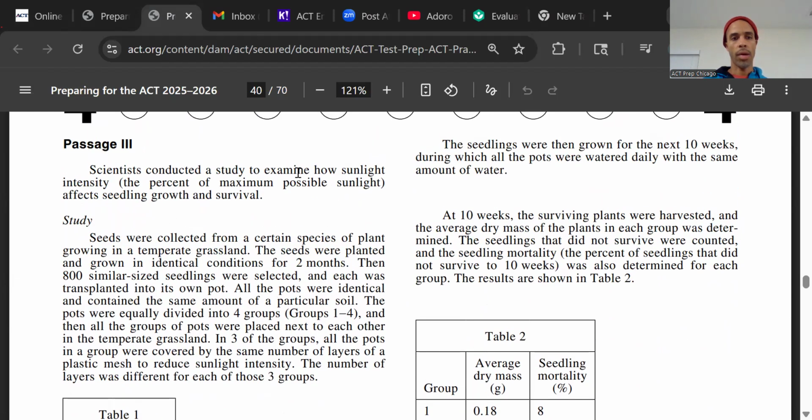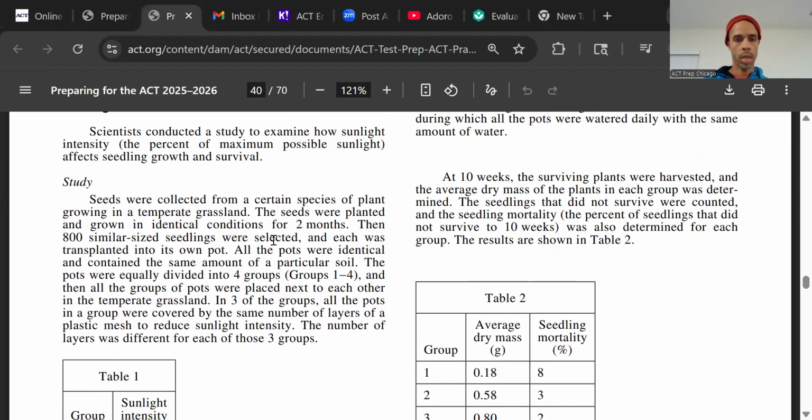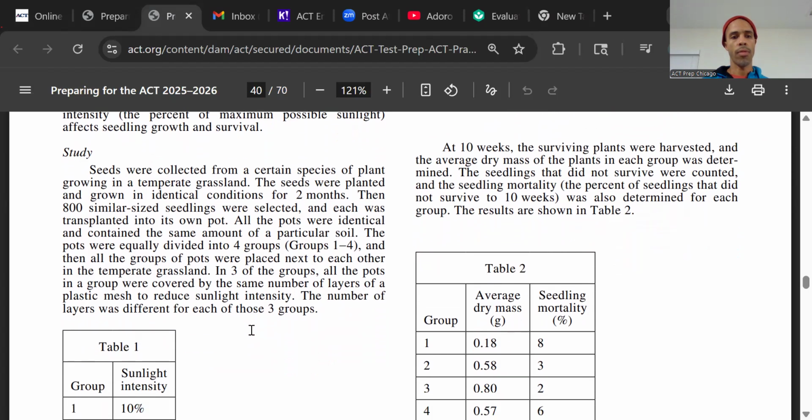I just conducted a study to examine how sunlight intensity, percent of maximum possible sunlight, affects seedling growth. What did they say about the mesh? In 3 of the groups, all the pots in the group were covered by the same number of layers of plastic mesh to reduce sunlight intensity. The number of layers was different for each of those 3 groups. I don't get that. But anyway, I was right.